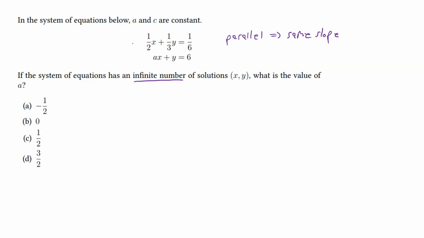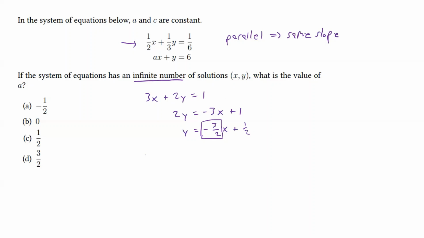We see that the slope of the first line can be obtained first by clearing the fractions to make it easier. We can do this by multiplying through by 6. This gives us 3x plus 2y equals 1. Subtracting 3x from both sides yields minus 3x plus 1, and division by 2 yields y is equal to minus 3 halves x plus 1/2. Thus, the desired slope is minus 3 halves.